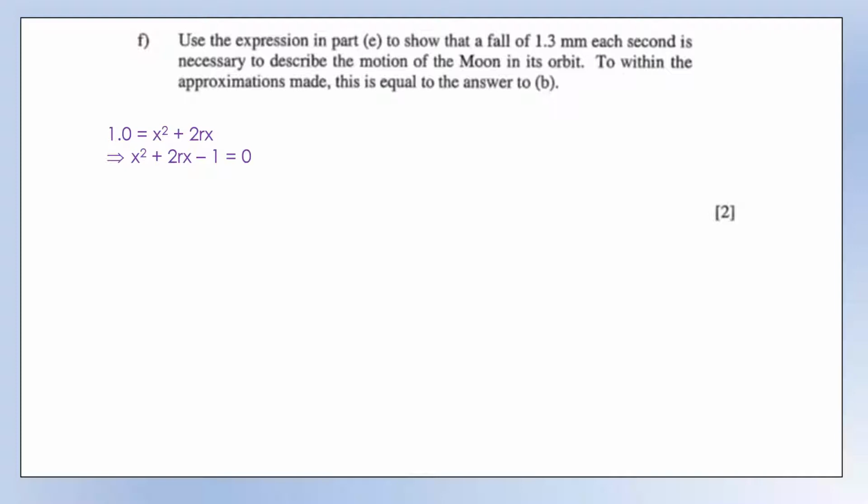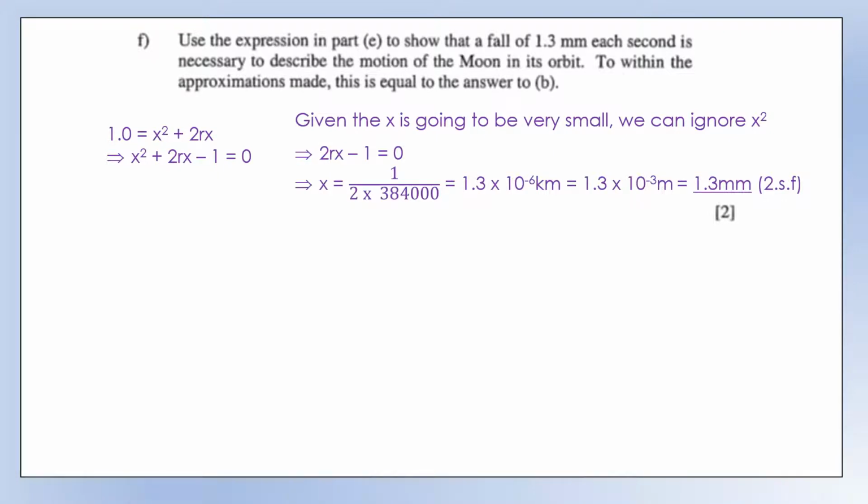Now I'm going to use a trick that is actually used a lot in mathematics, physics, and engineering, and it's very useful. I'm going to assume that x squared can be ignored because x is really small, so x squared is going to be tiny and insignificant. So we're going to ignore x squared, and that simplifies the problem to this. And then once we do that, we can solve for x, and you can see that yes, it does in fact come out around about the 1.3 millimeter value that we've seen before, and that finishes this question.